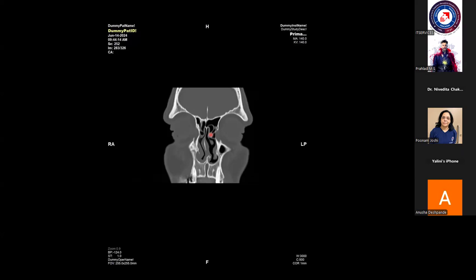But for that, MRI will be a more sensitive modality, as effacement of fat will come into the picture before widening of the foramen. That is best visualized on T1 weighted image.